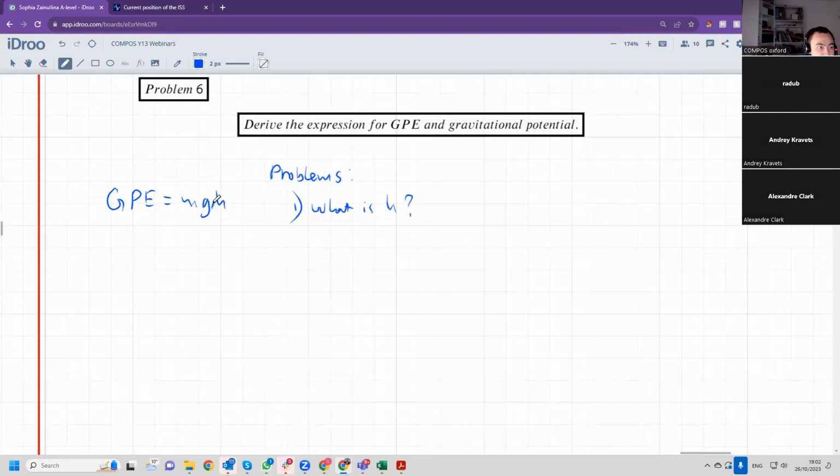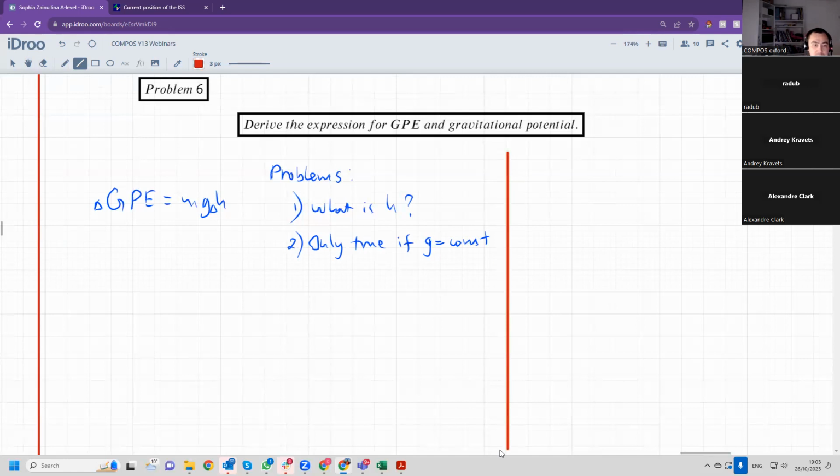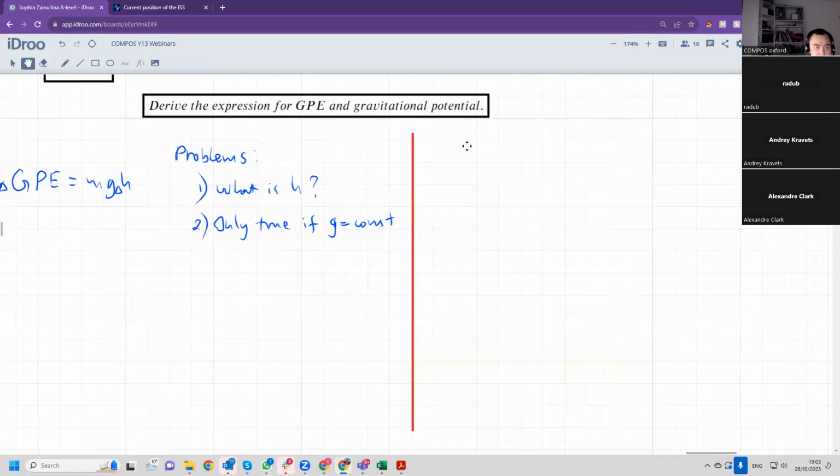Usually we say delta h here, and that makes sense. And then we talk about change in GPE. That solves the problem, yes. But the second problem is that this is only true if g is a constant. But as we have already seen, g is not necessarily a constant. So if you're talking about large displacements, it's not going to be constant. So let's find a better formula for the gravitational potential energy.